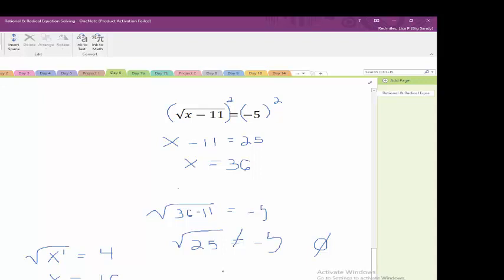We are going to be doing more rational and radical equations after we learn how to factor quadratic equations. Right now we can't do the harder problems because we don't know how to factor, but we will be doing them. So we'll revisit this topic.